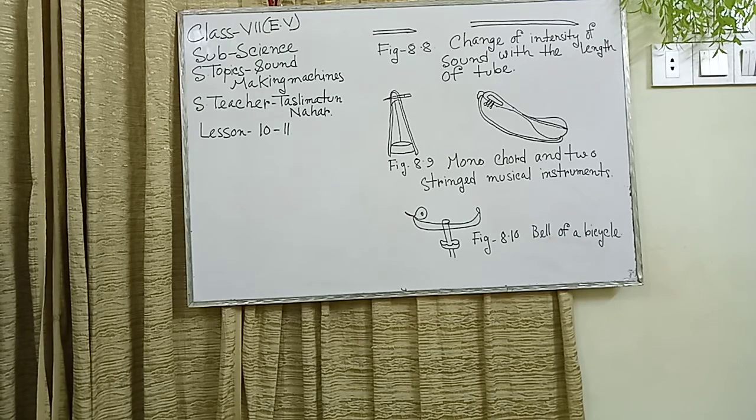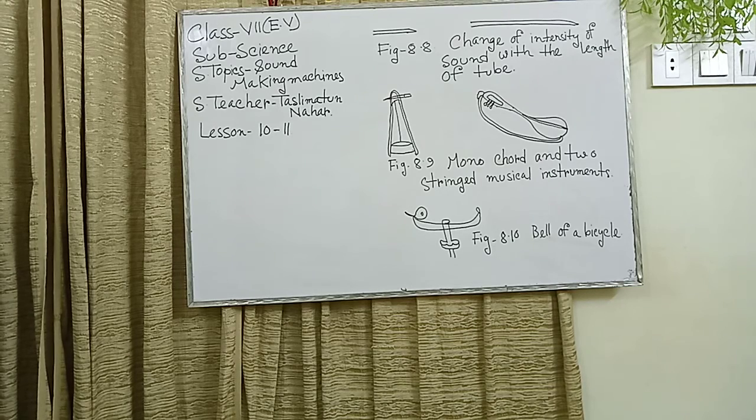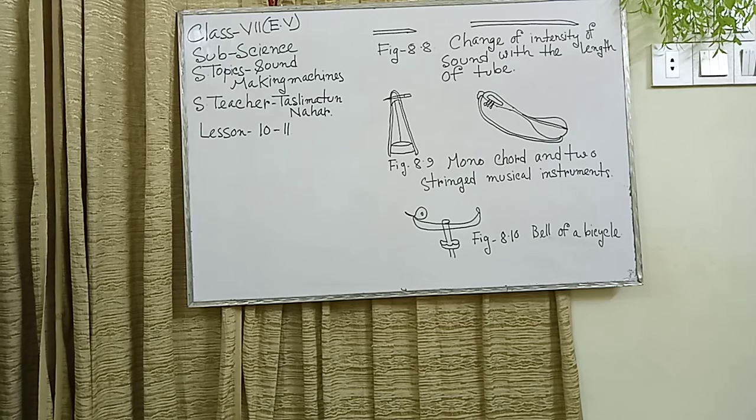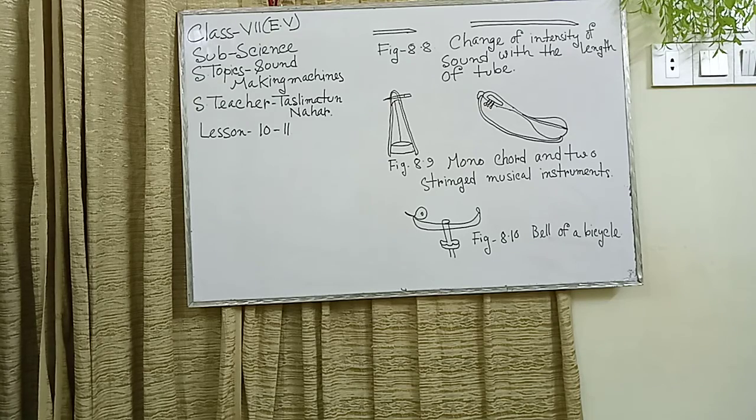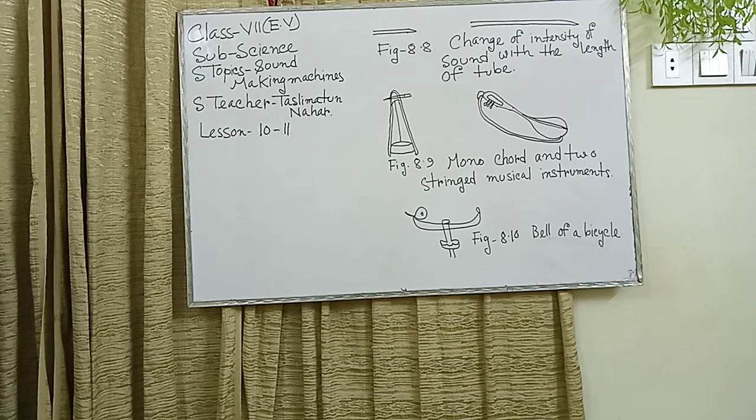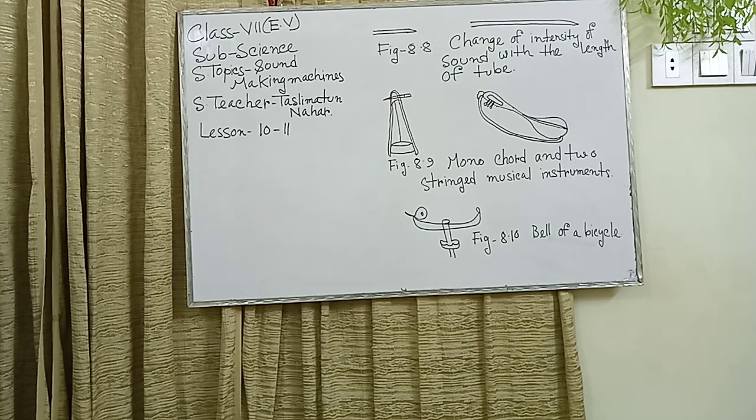Another topic, monochord musical instruments and two-stringed musical instruments. Please everyone again see the board, figure 8.9. Here I have just drawn the monochord and two-stringed musical instruments. These are string based musical instruments. The instruments produce pleasing sound with the help of a vibrating string or wire.